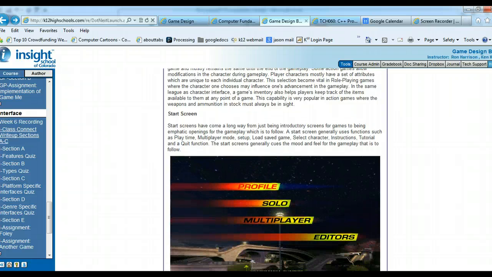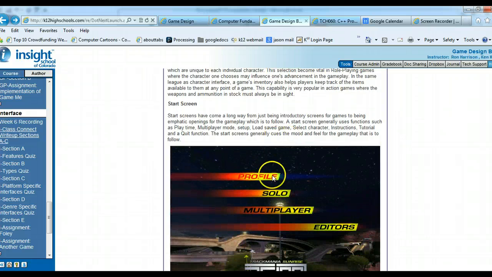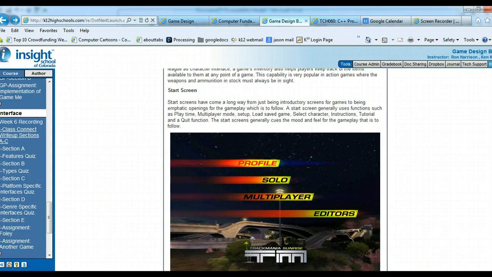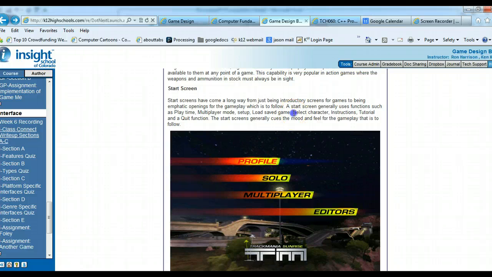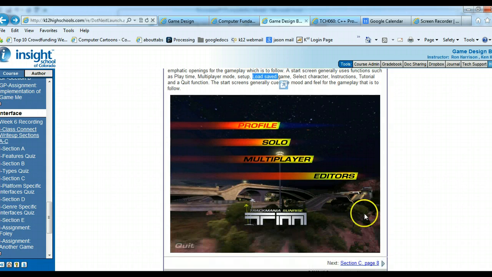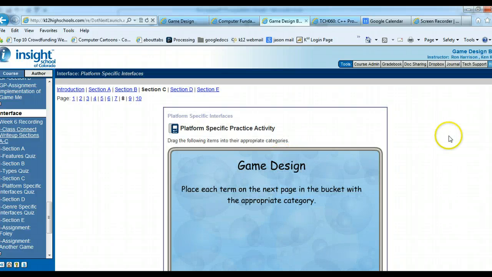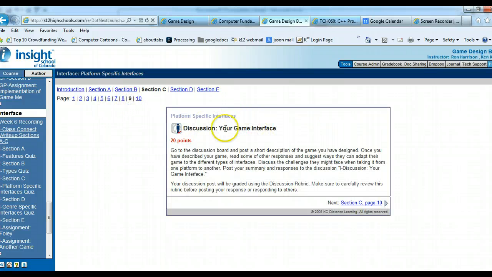Then finally, the last couple of things, the start screens. Of course, start screens, they're so much different than they used to be. They used to just have buttons that you could click, but now start screens can have where you select your character, select an old game that you've played, the instructions, a tutorial might be on a start screen. So the beginning interface really has changed over the years. So here's a game design activity. Go through that, see what you know. It might help you on the quiz.